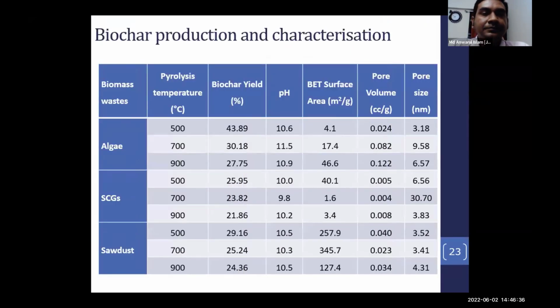So after producing the biochar, I characterized the biochar which I produced at three different temperatures using three different biomasses.